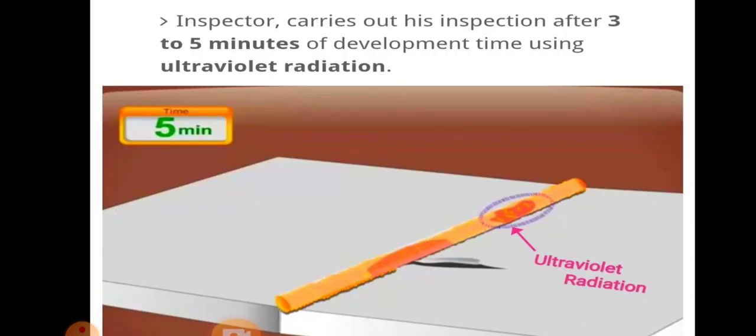Okay, the inspector will carry out the inspection after 3 to 5 minutes of the development time using ultraviolet radiation. So the inspector will carry out the inspection after 3 to 5 minutes of the developer time, once the bleed out appears, using ultraviolet radiation.